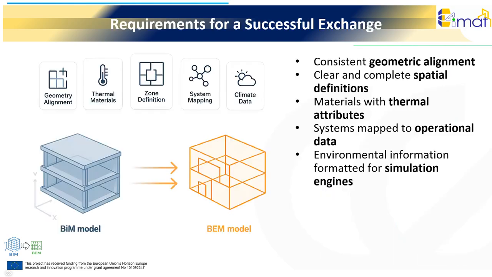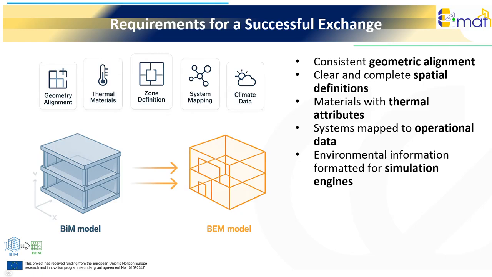A successful exchange between BIM and BEM depends on the quality, structure, and completeness of the information prepared before export. Ensuring geometric alignment is essential so that analytical surfaces connect correctly and no gaps or overlaps occur. Likewise, maintaining closed spatial boundaries allows the analytical engine to generate functional thermal zones that reflect the intended building layout. The model's material definitions must include the necessary thermal attributes, such as conductivity, density, and specific heat, so the simulation tool can calculate heat transfer with precision.